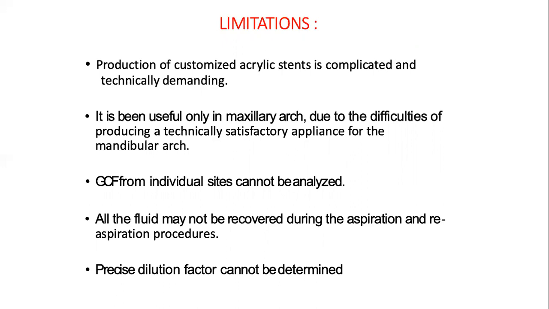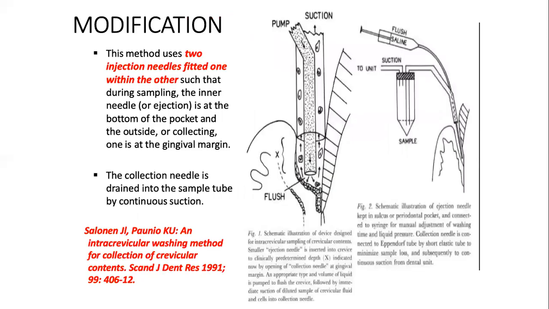Yes, all the fluid may not be recovered during aspiration and re-aspiration procedures. So there was a modification. What was the modification? And this is quite easy. You can imagine 2 injection needles, one fitted into the other, in a way that the inner needle is at the bottom of the pocket and the outer, collecting one is at the gingival margin. You can see that this is the inner needle at the bottom of the sulcus, while the outer needle is just at the margin or the entrance. The collection needle will be drained into the sample tube by continuous suction.